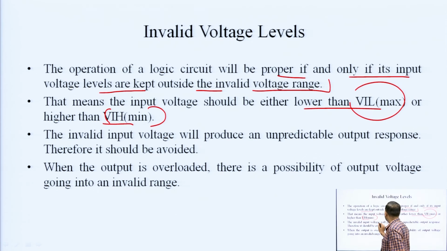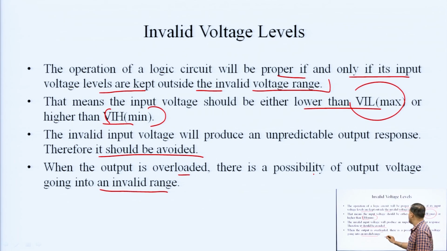The invalid input voltage will produce an unpredictable output response, therefore it should be avoided. So, if we work in this invalid voltage range, then it will give an inappropriate output response. So, we should avoid this. When the output is overloaded, there is a possibility of the output voltage going into an invalid range.